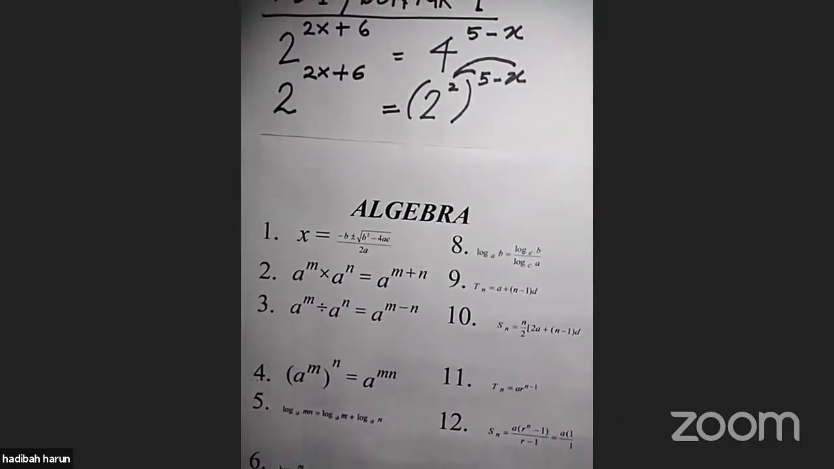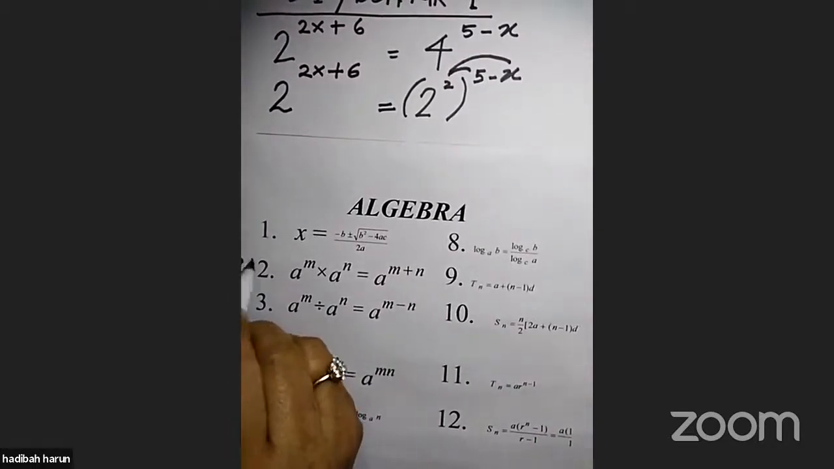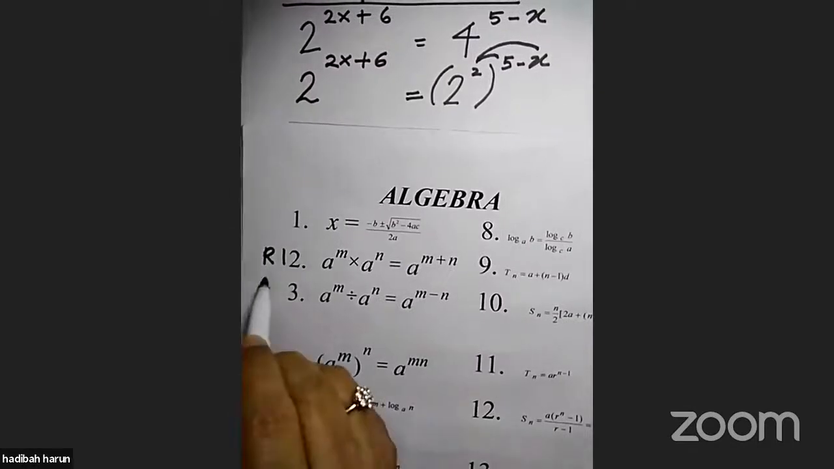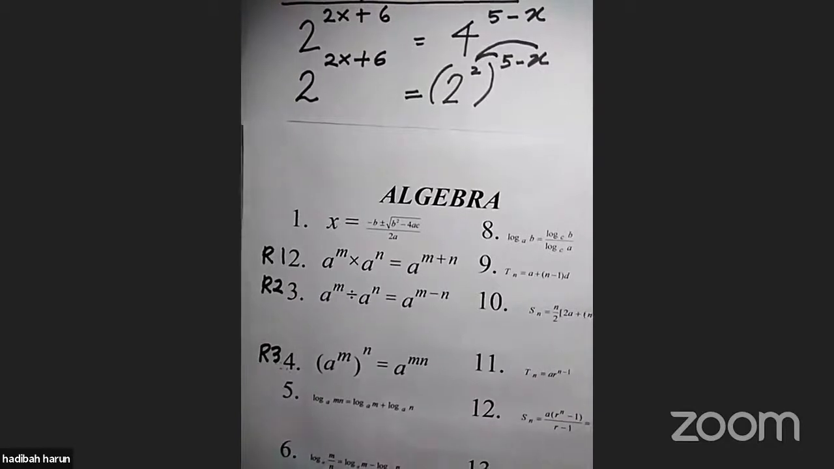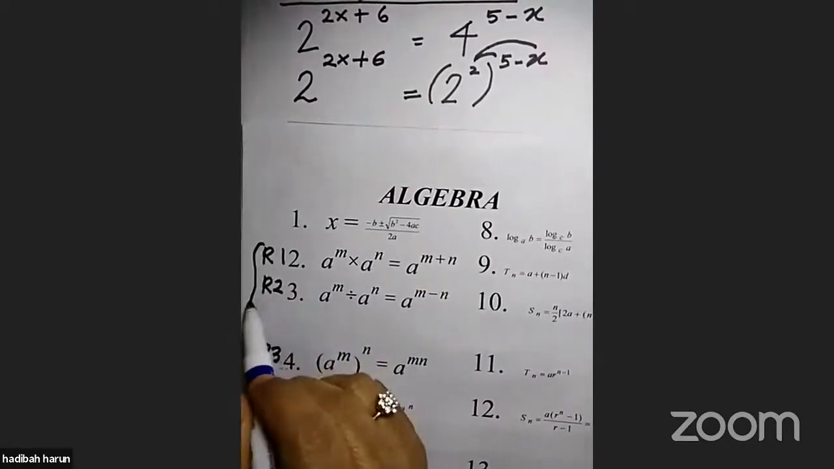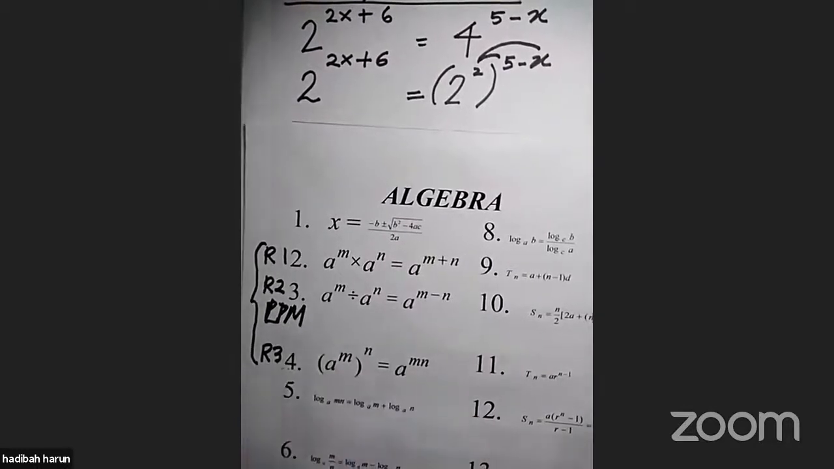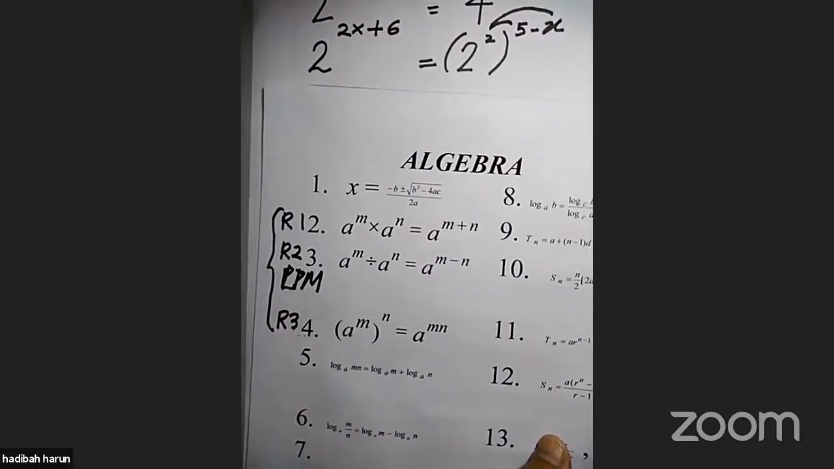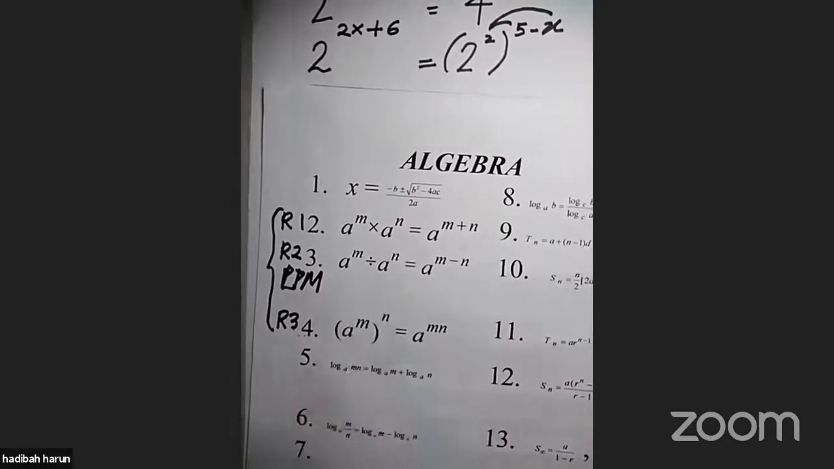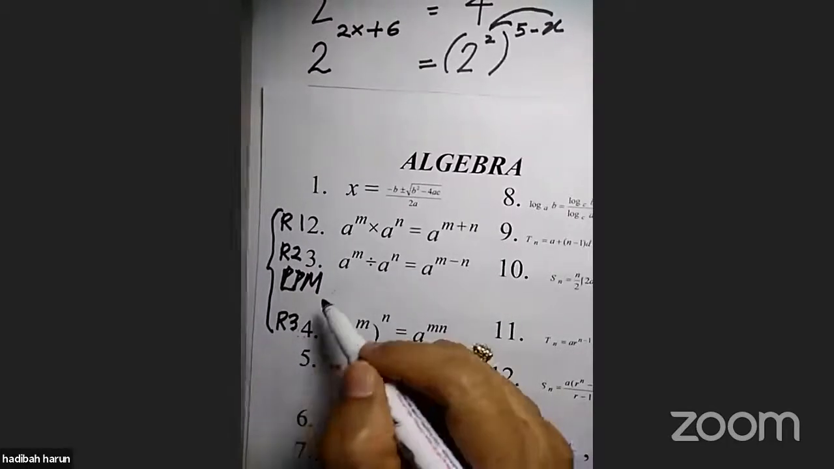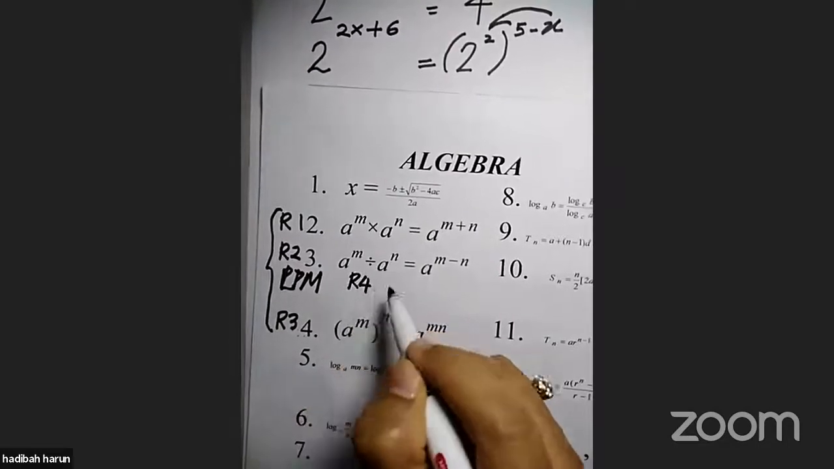Under algebra, you have rule 1, rule 2, and rule 3. These 3 rules are given in your LPM list, which you don't have to remember. There are another 2 rules that were not given in the LPM list. They are rule 4 and rule 5.